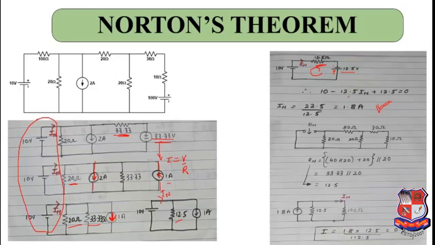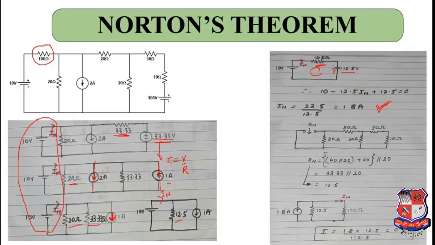So this Norton's resistance we have found. After this we have to find Norton's current. To find Norton's current, we have to open circuit that much part, and all other voltage sources are to be short circuited and current sources are to be open circuited.